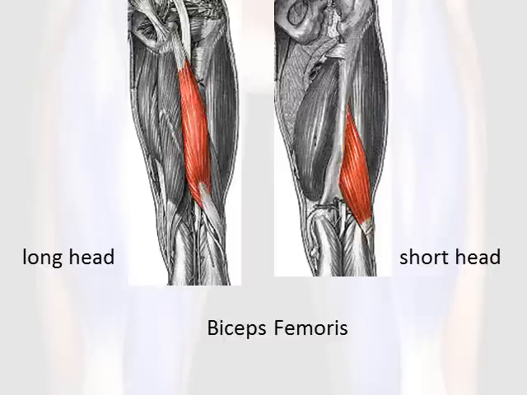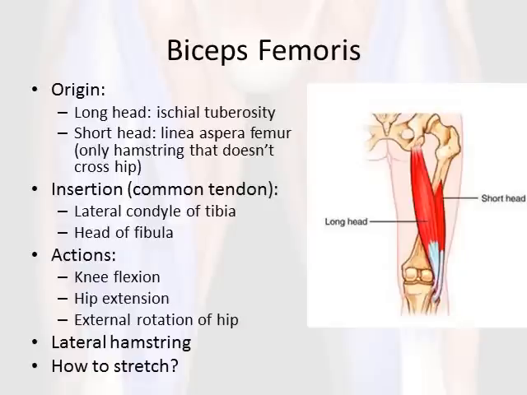Biceps femoris is called biceps because it has two separate heads. The long head is actually the muscle that crosses the hip, whereas the short head does not. It only crosses the knee joint. It originates on the femur and comes down and crosses the knee. So there's a better look at biceps femoris. You can see there the long head all the way from the ischial tuberosity down. The short head only crosses the knee because it originates on the femur.